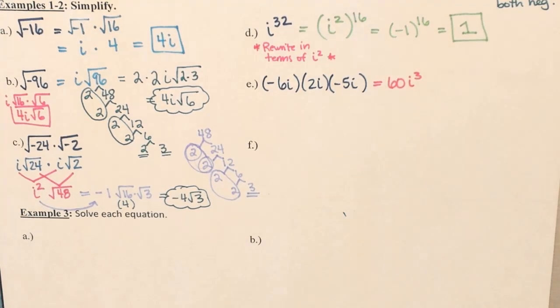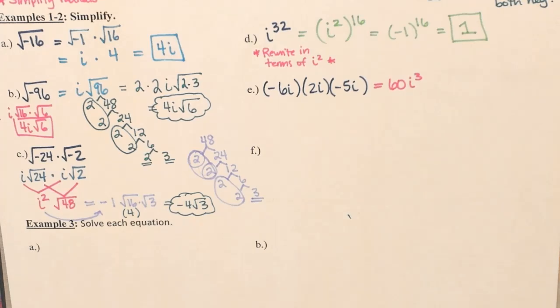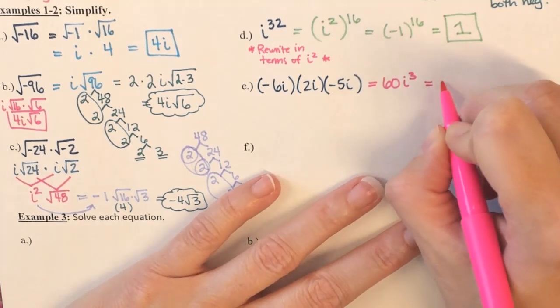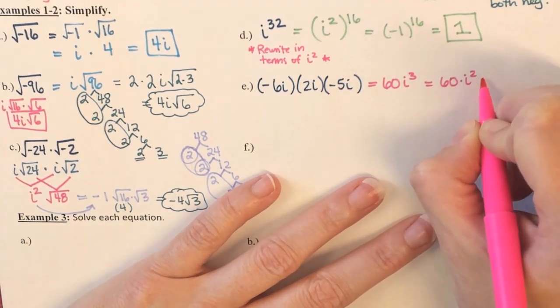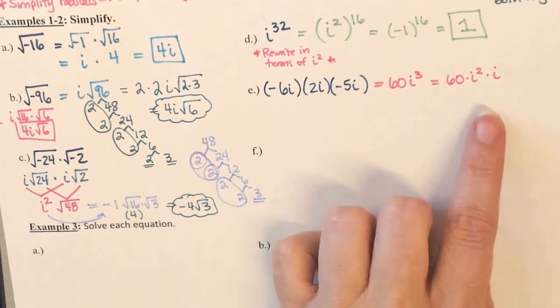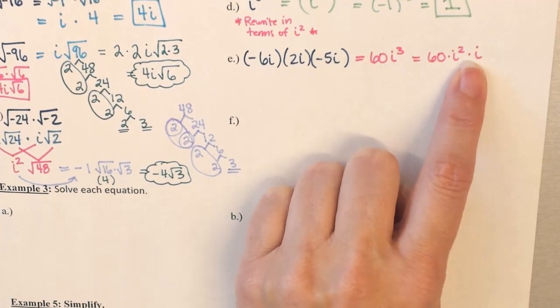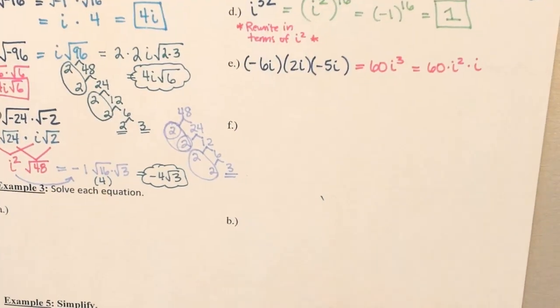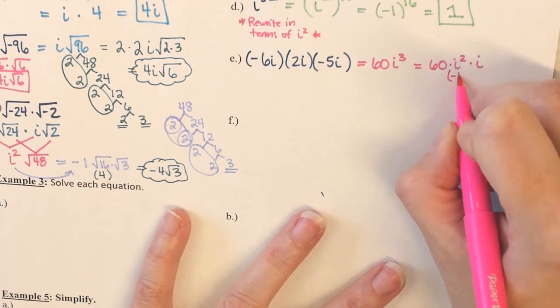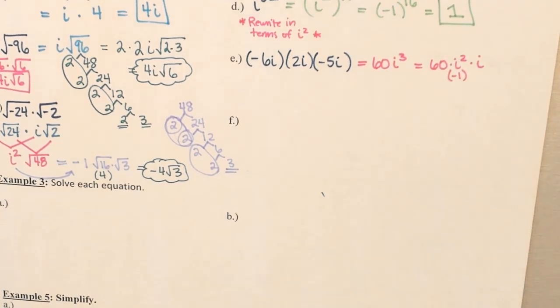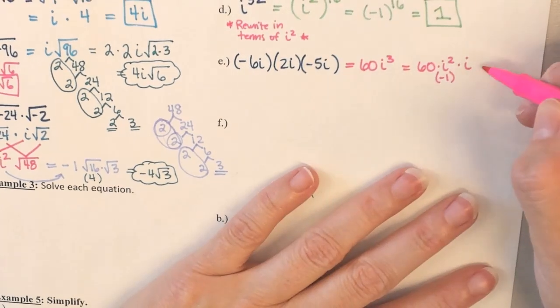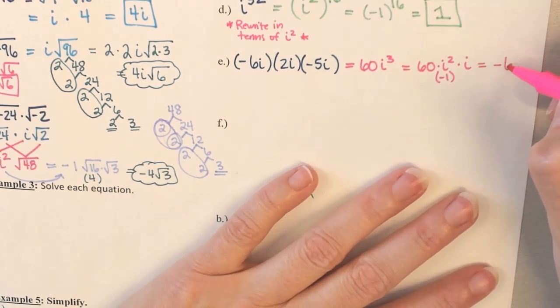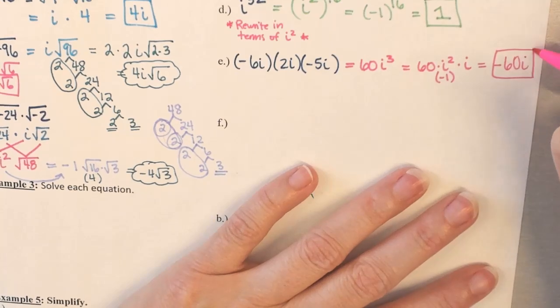Okay, so then just like we did before, we're always trying to rewrite this in terms of i squared, because if it's in terms of i squared, then we can plug in -1. So this is the same thing as 60 times i squared times i. Again, this is the same property that we just did in our box above, right? So we do that so you can plug in -1, and I'm fine if you just plug in the -1 below. Okay, so then your final answer is going to be -60i.